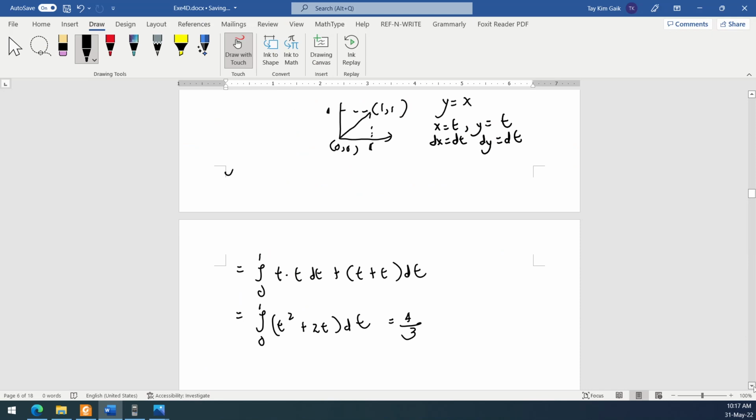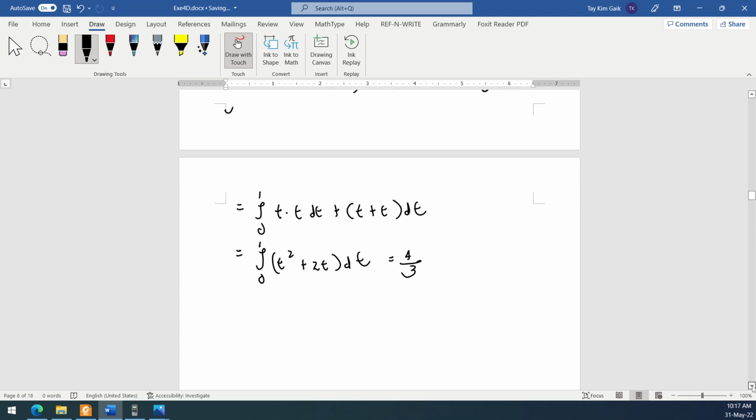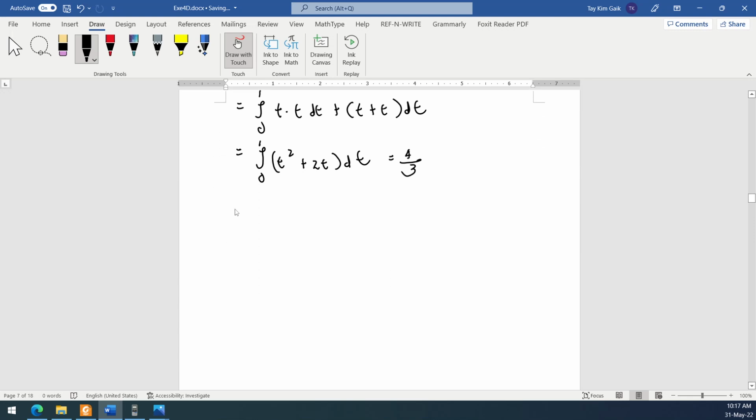3b, the same line integral but different path, you should get a different answer. You have the integral of xy dx plus (x plus y) dy, but your curve C is given by x equal to square root of y, from (0, 0) to (1, 1).